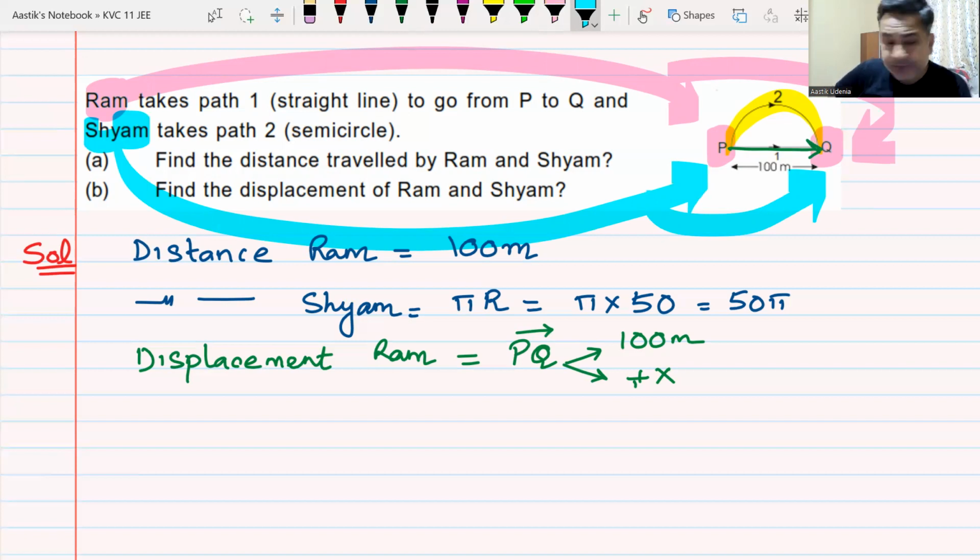Have we noted this down? Remember, distance depends on the path. Displacement is independent of path. It only depends on initial and final position. This is a very good example where we understand that though Ram and Sham are traveling different distances, the displacements are the same. Anyone has any doubt, please ask. Else you will note it down and we'll move on to the next set of definitions.